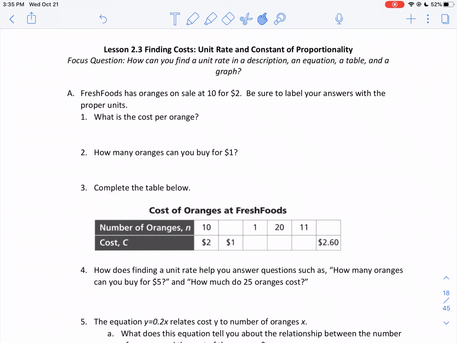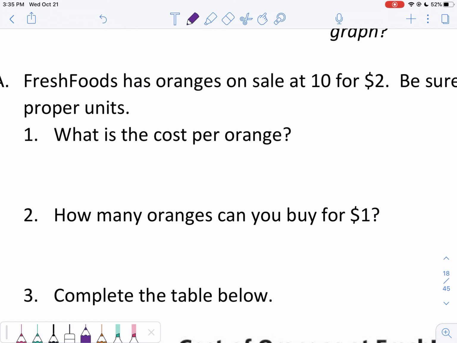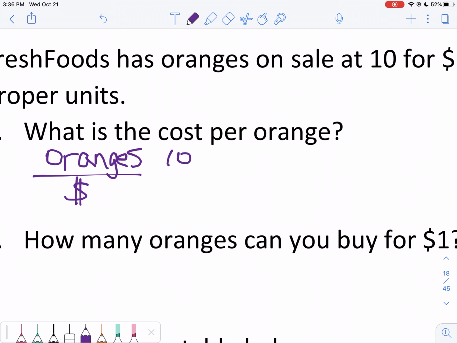So Fresh Foods has oranges on sale for $2. We want to be sure we label our answers with proper units. So what is the cost per orange? We're working with oranges and money. And we know that 10 oranges cost $2. And so what we want to know is how much one orange costs.